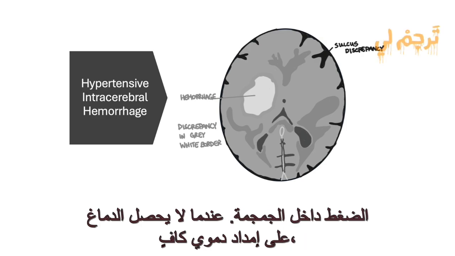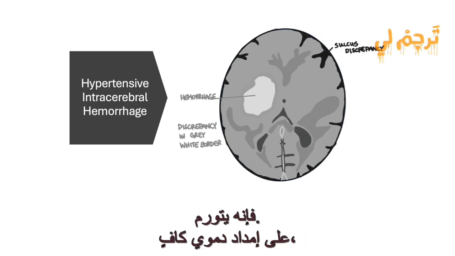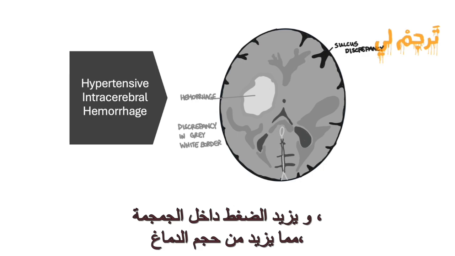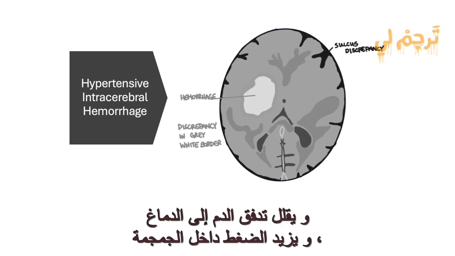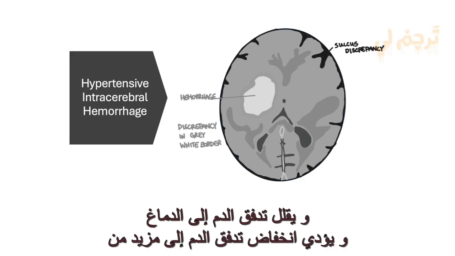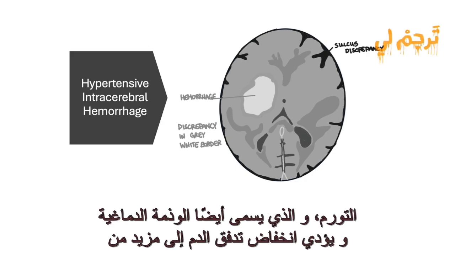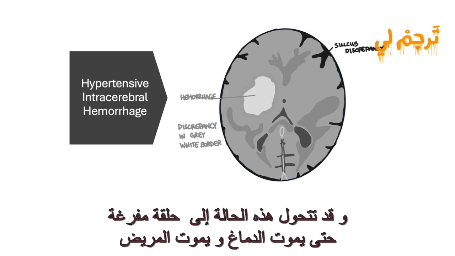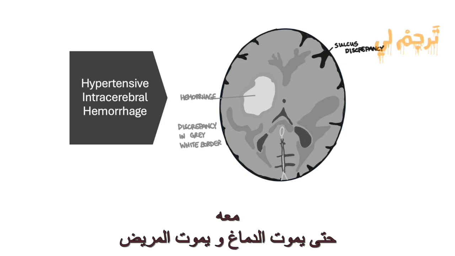When the brain does not have an adequate blood supply, it will swell, further increasing brain volume, increasing intracranial pressure, and further reducing cerebral perfusion. Decreasing that perfusion causes more swelling, also called cerebral edema. And this can become a vicious cycle until the brain dies and the patient dies with it.